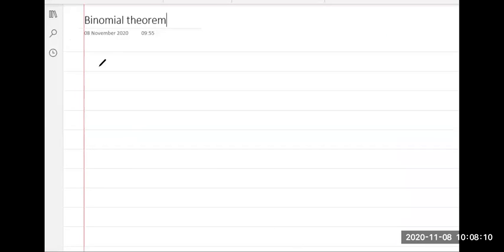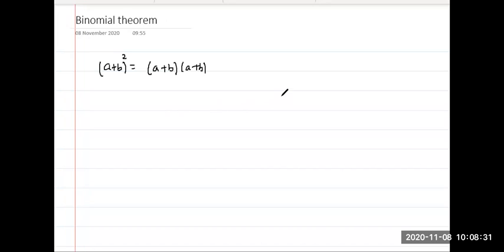Now, let's start with a plus b whole square. So when I'm saying a plus b whole square, isn't it a plus b into a plus b? Everyone, this is a plus b into a plus b. I hope everyone is getting this.